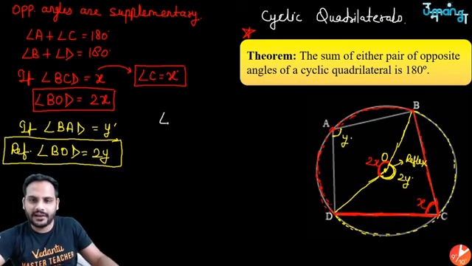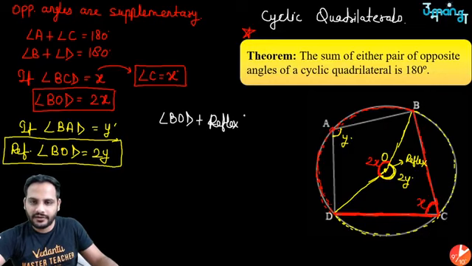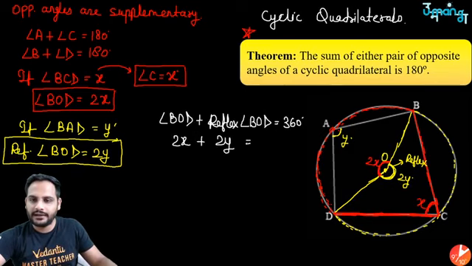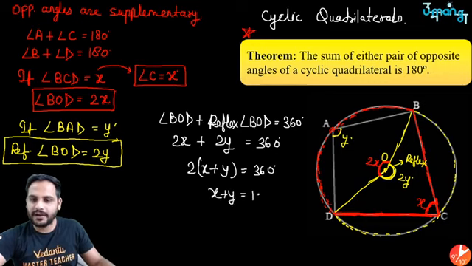So I can say, sir, angle BOD plus reflex of angle BOD is equal to 360 degrees, right? Angle BOD is 2x plus reflex of angle BOD is 2y, equal to 360 degrees. Take 2 common, 2 times (x plus y) is equal to 360 degrees. So x plus y is equal to 360 by 2, which is 180 degrees, right?